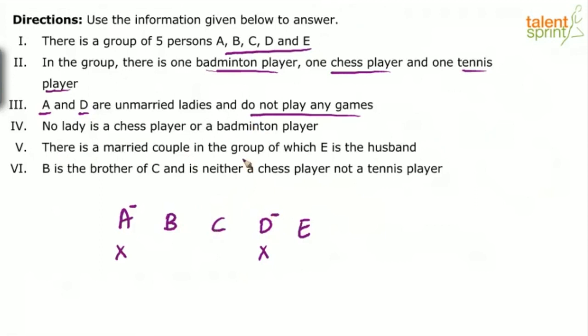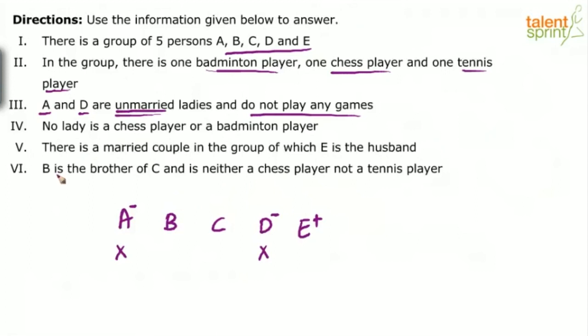Then it says there is a married couple in the group of which E is the husband. E is the husband. So E is definitely male. And you know that E is not married to D and A, because A and D are unmarried ladies. Remember, A and D are unmarried ladies. So obviously E is either married to C or married to B.